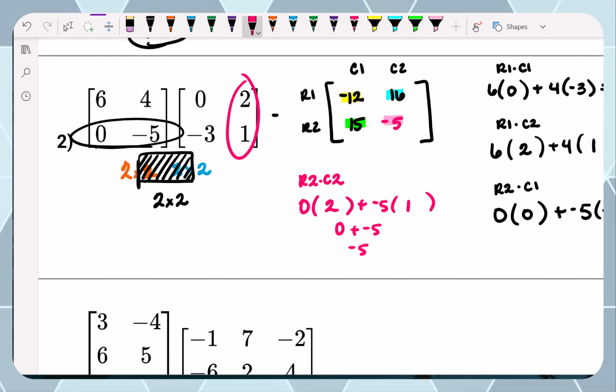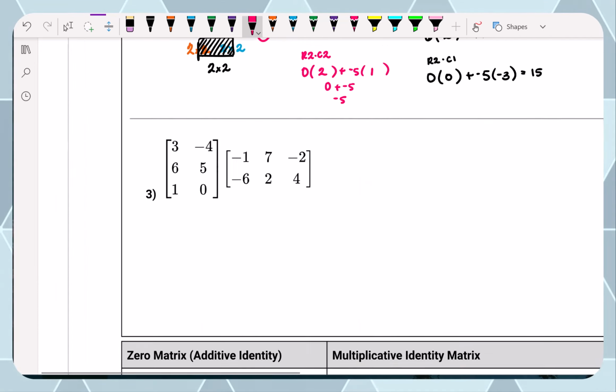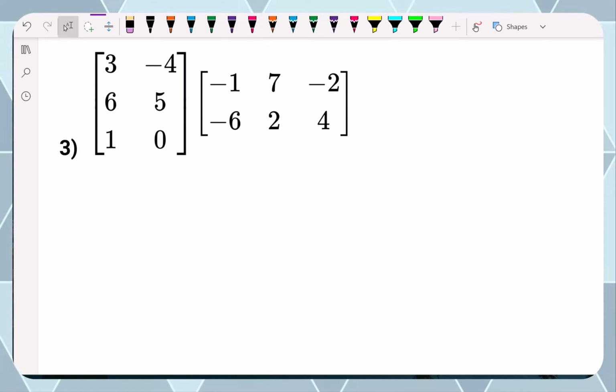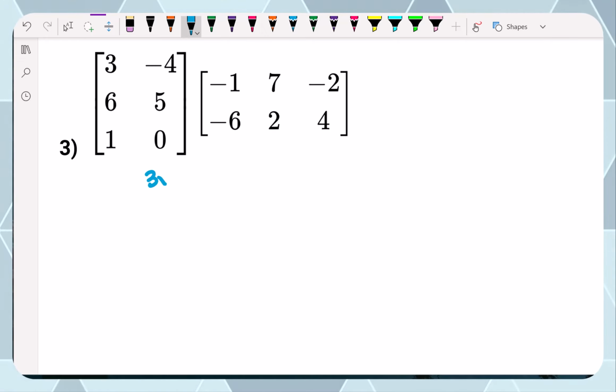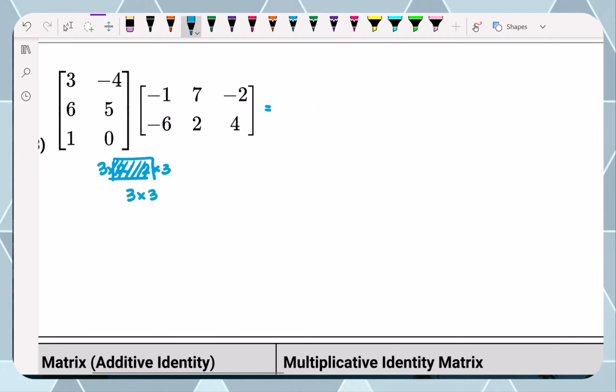So hopefully by now you're catching on to the pattern we have to follow to multiply. Yes, it's a lot more complicated than adding and subtracting, but it's really not that bad once you get used to it. So question number 3, the dimensions are going to be a 3 by 2, and this one is a 2 by 3. So it looks like we're going to wind up with a big 3 by 3 matrix here. So let's leave some room.